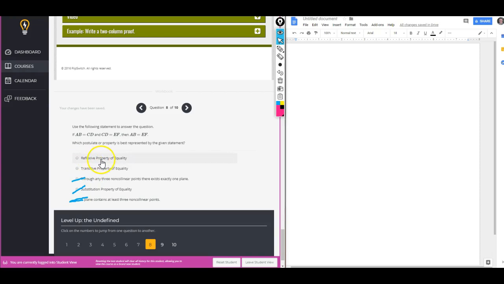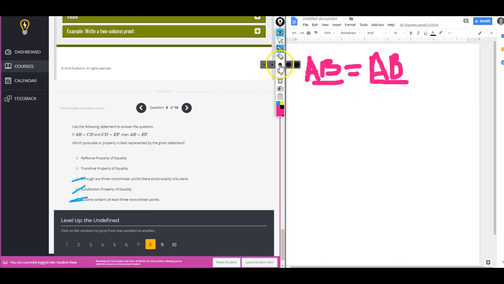This is how I remember the reflexive property. Reflexive reminds me of the word reflection, and reflection is what happens in the mirror, and what happens in the mirror is the images look identical. So if it was the reflexive property, it would say AB equals, it has to be a reflection, it has to be the exact same thing, AB. That is the reflexive property. It's the same thing on both sides. Since this is AB and CD, it is not the reflexive property. Then by default, it's the transitive property of equality.